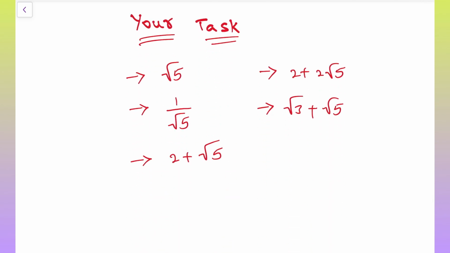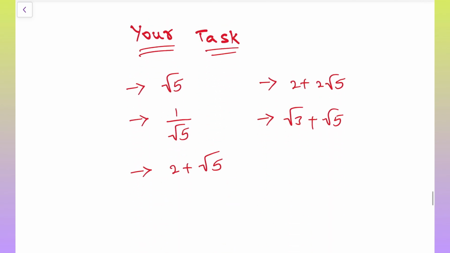Now these 5 questions you need to solve. Show that root 5 is an irrational number. Show that 1 by root 5 is an irrational number. Show that 2 plus root 5 is an irrational number. Show that 2 plus 2 root 5 is an irrational number. Show that root 3 plus root 5 is an irrational number. So in these 5, for these 2 questions only, root 3 plus root 5 and root 5, squaring on both the sides is necessary. For the remaining all, just take from left to right and solve it. Finish.